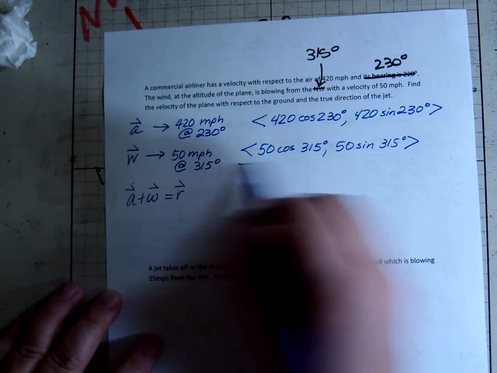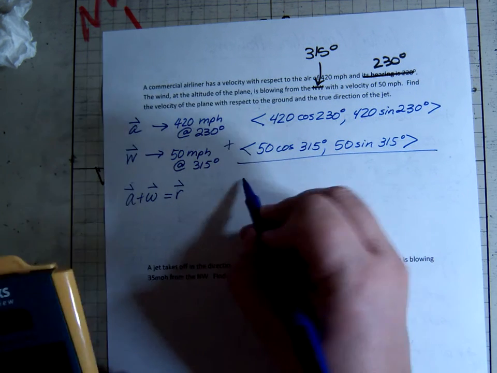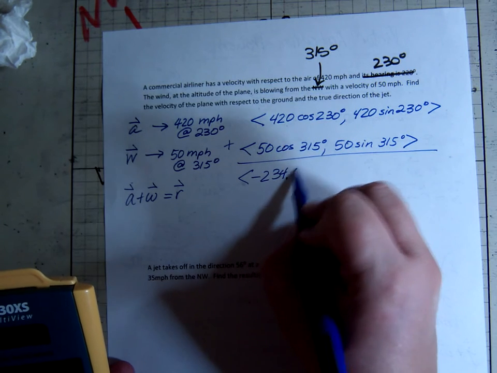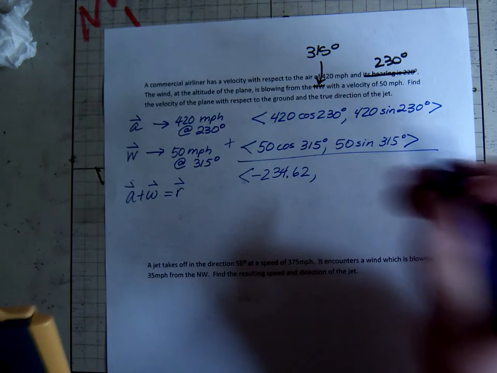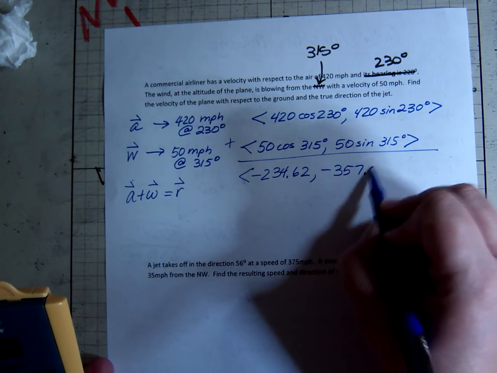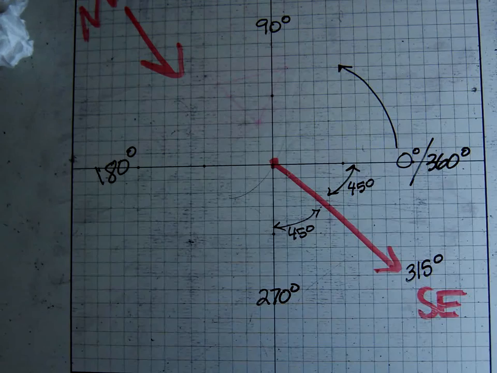So I'm adding these. So basically just like the last problem. So I've got 420 cosine 230 plus 50 cosine 315. This gives me negative 234.62. For the vertical component, I have 420 sine 230 plus 50 sine 315. And that gives me negative 357.09.